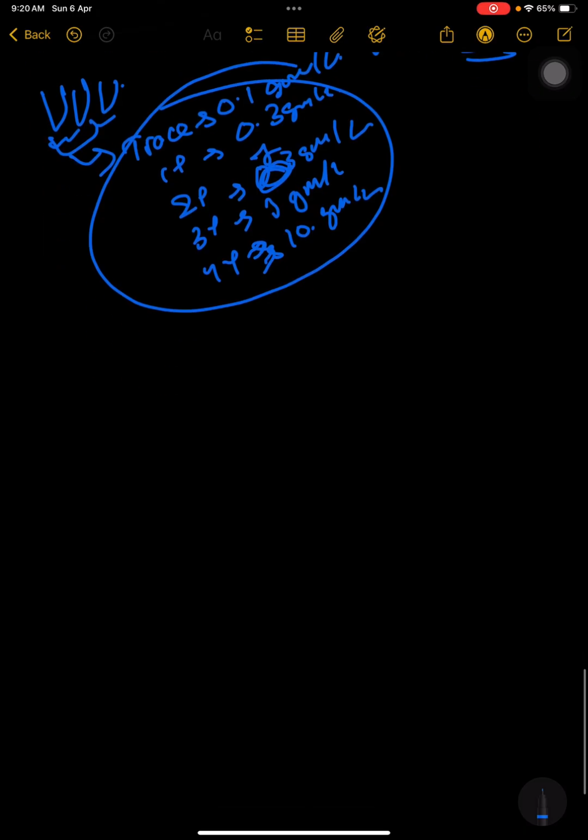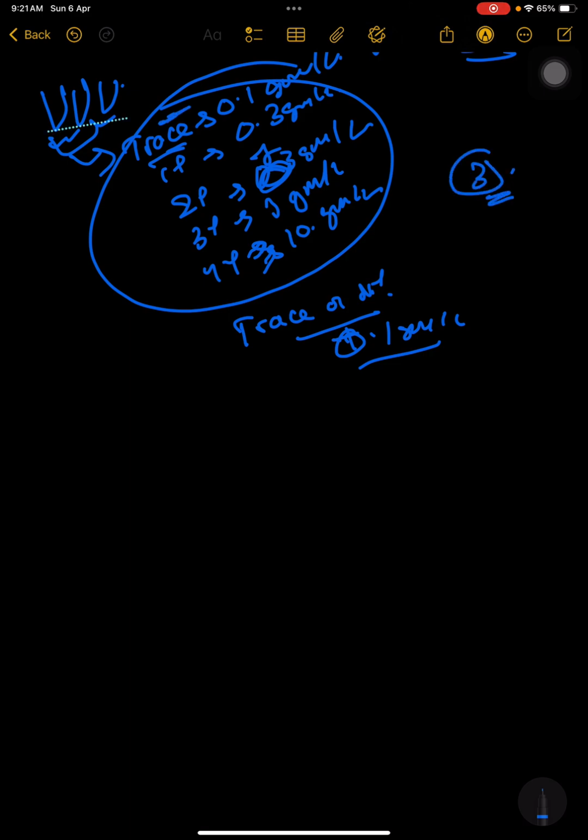So trace or nil means it is trace or nil. Trace means 0.1 gram per liter, but trace or nil protein will be there for 3 consecutive samples. Okay, that is important.